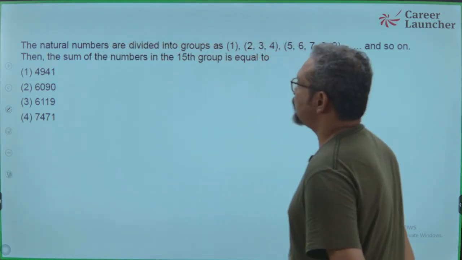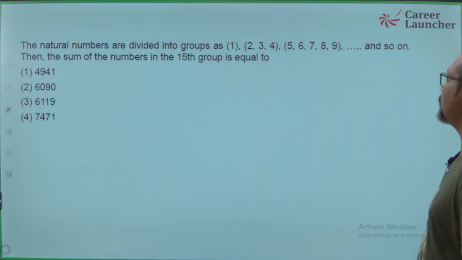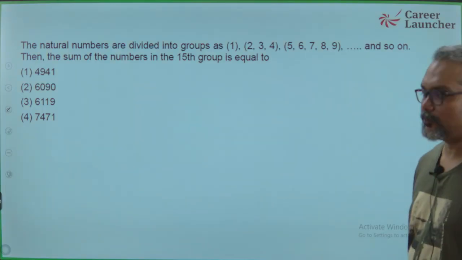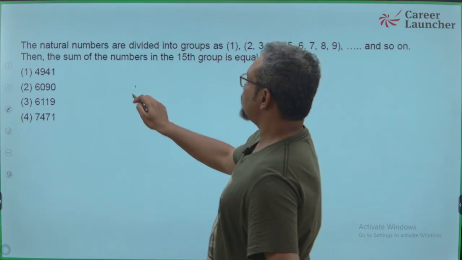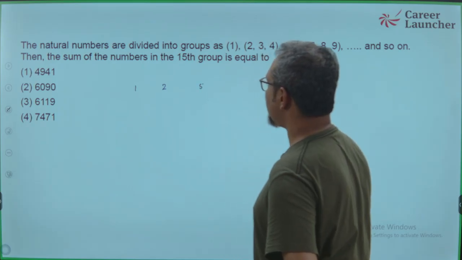So here this one says the natural numbers are divided into groups as 1, then 2, 3, 4, then 5, 6, 7, 8, 9 and so on. You have to find the sum of the numbers in the 15th group. So the first group starts with 1, the second group starts with 2, the third group starts with 5. Now where did this 5 come from?